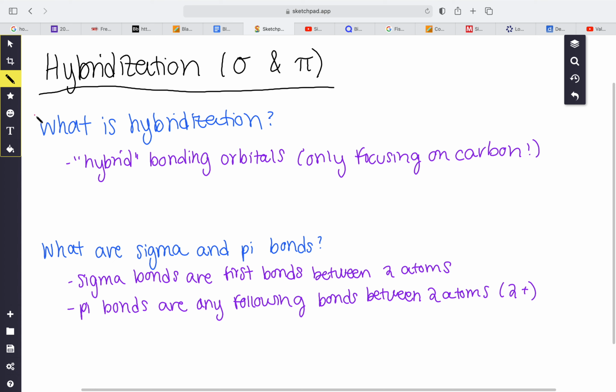Hybridization is basically when we have to make hybrid bonding orbitals, and those hybrid bonding orbitals have a specific name to them and numbers and things like that. We're only going to be focusing on carbon in this video because that's all we're going to be tested on, and that's all you're going to have to know.